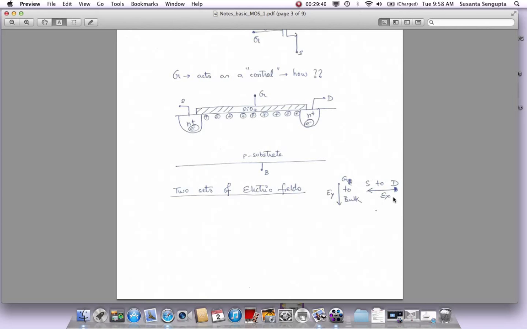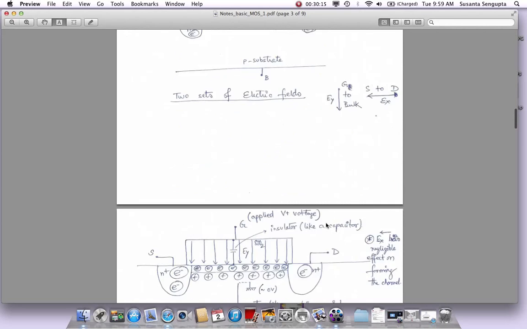The other electric field is, let's say we applied a voltage from drain to source. That will cause an electric field from drain to source this way, which we can refer to as EX. This electric field is important because this is what will cause the carriers to zoom through. So we have two electric fields. The vertical electric field is EY and the horizontal electric field is EX. Let's see what happens because of these two electric fields. Can we cause current?